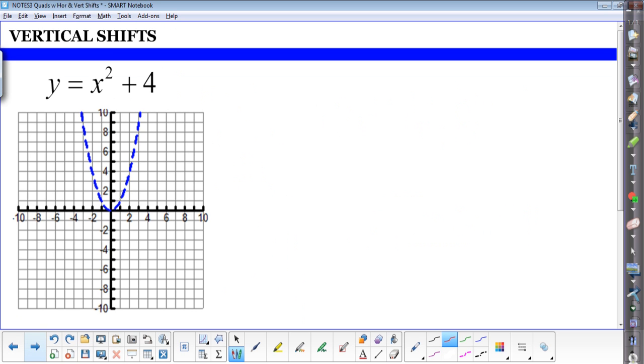So now let's look at something when I added a number on the outside. The same is true for linear, and the same is true for absolute value. When you add a number on the outside of the exponent, so I've got x squared plus 4, if you remember your rules from absolute value, that is a shift up 4. So if my vertex was at 0, 0, and this is the parent function right here, and I went up 4, my vertex is now at 0, 4.